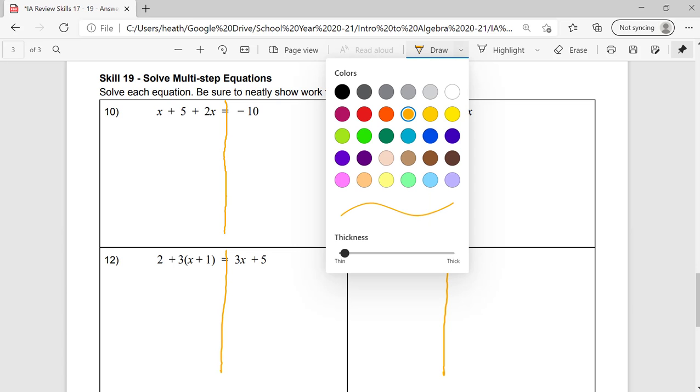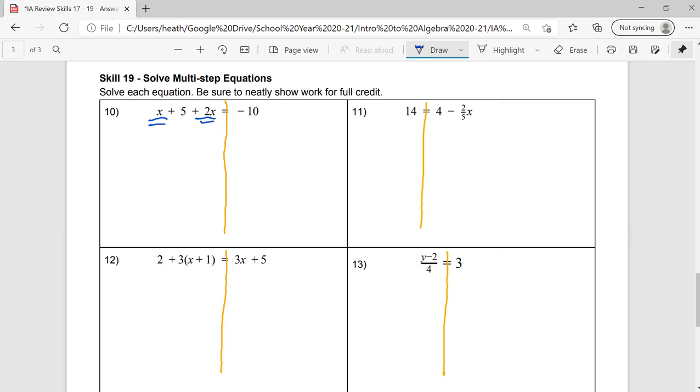And then just remember that if you're going to combine like terms, you can do that if they're on the same side of the equation. So this can become 3x plus 5 equals negative 10, and you can go from there. But if you've got x's on either side of the equation, like you have for here, for instance, you're going to have to gather them on one side. So let's just look at number 12 real quick.